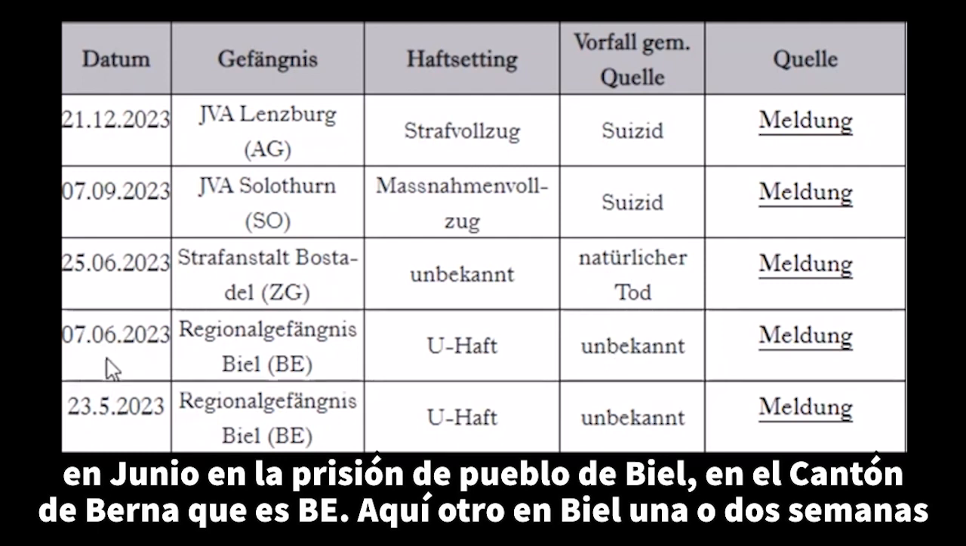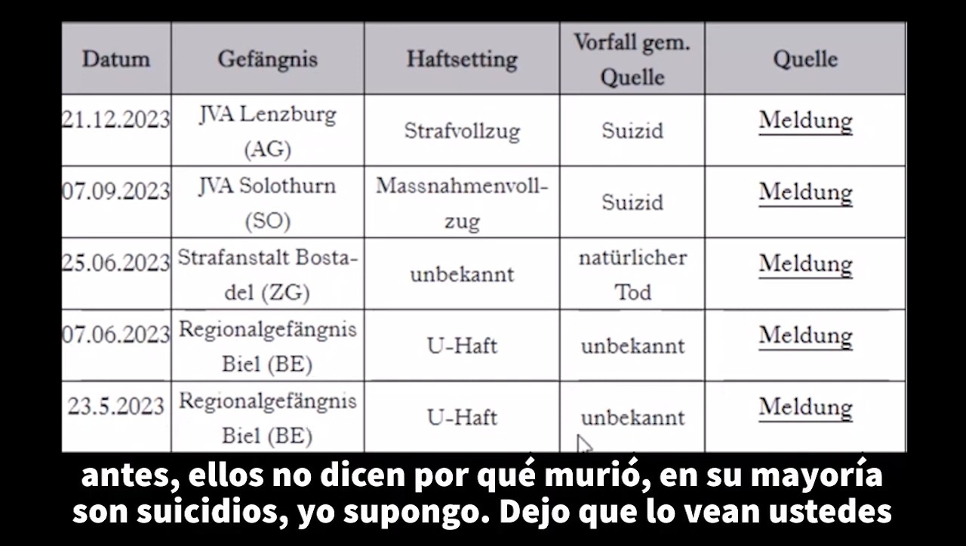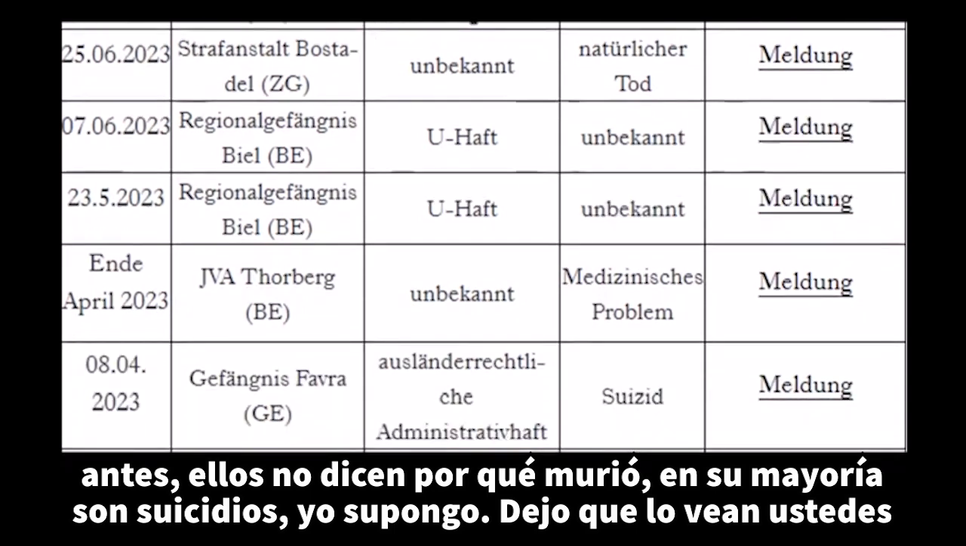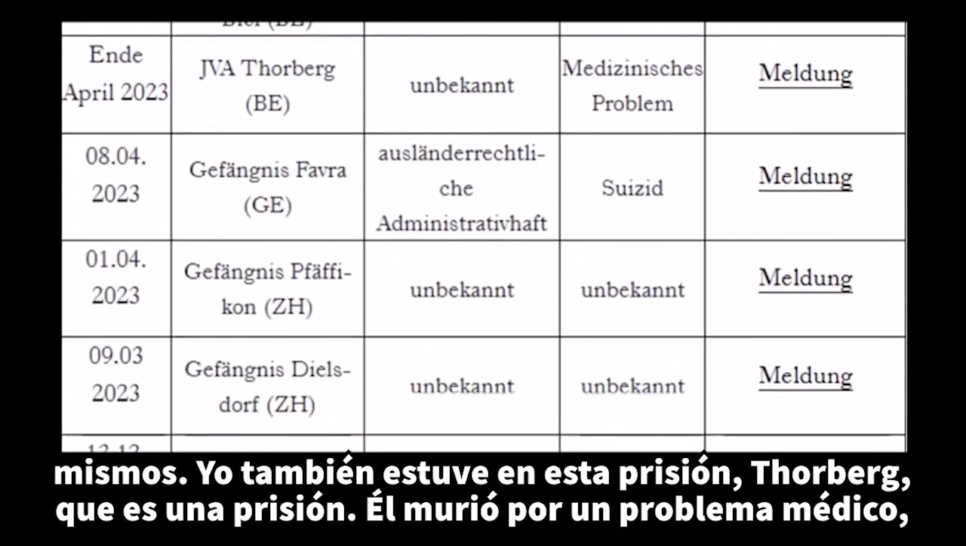Also in June, in the prison in Biel, a town in the canton of Bern, that's B-E. And here another one in Biel, a week before, 2 weeks before. They don't say why he died, you know. So it's mostly suicide, I suppose. So I'll let you look at it yourself, eh?